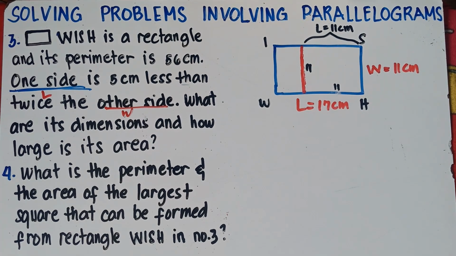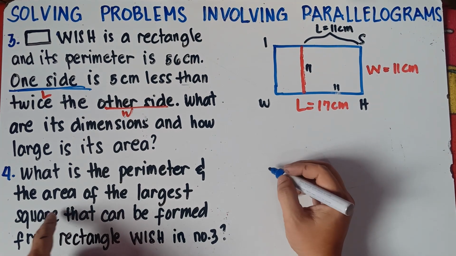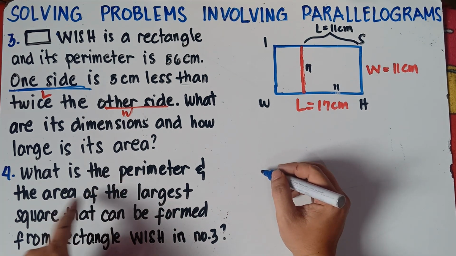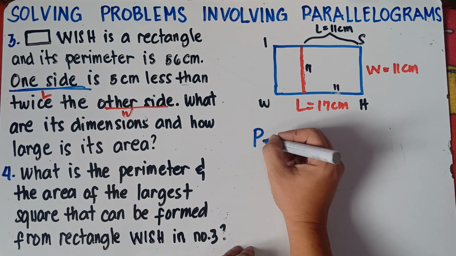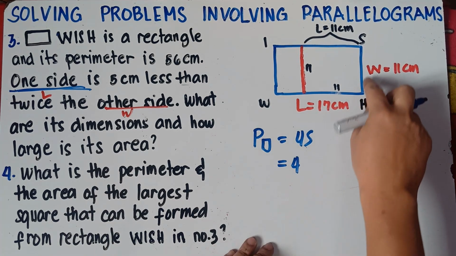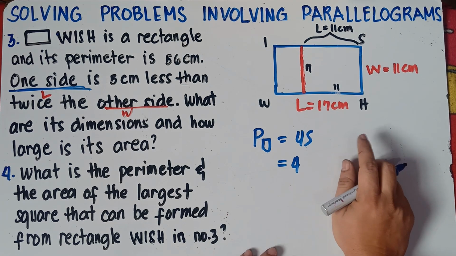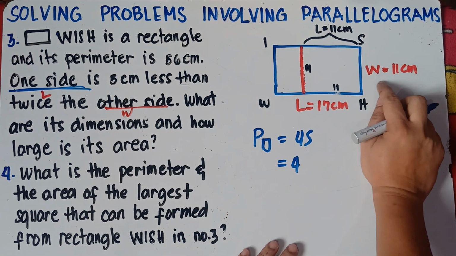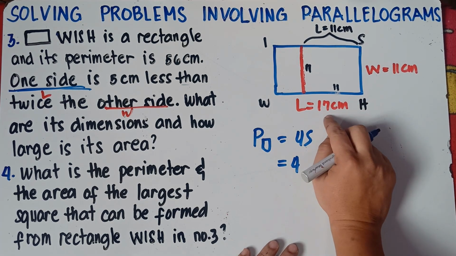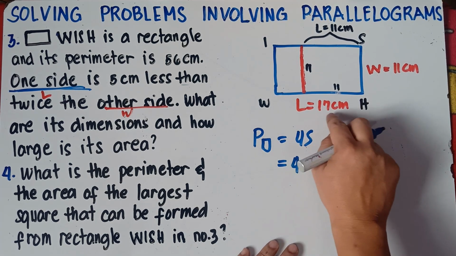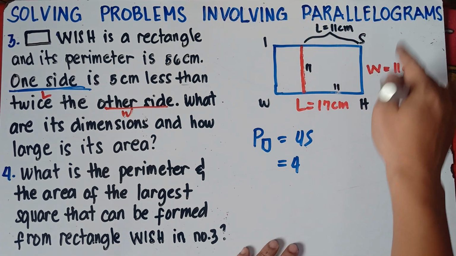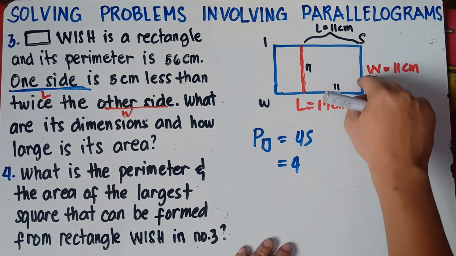So the largest square that can be formed from the rectangle, we are told to find the perimeter. So the perimeter of a square, that is 4s. So 4 and our side is 11. Once again, the largest side, class, that is 11 because our width is 11 centimeter. We cannot make 17 our largest side because if we make this 17, of course, we need to extend our width. And it will be 17, and we cannot do that. Okay, we cannot extend this rectangle.